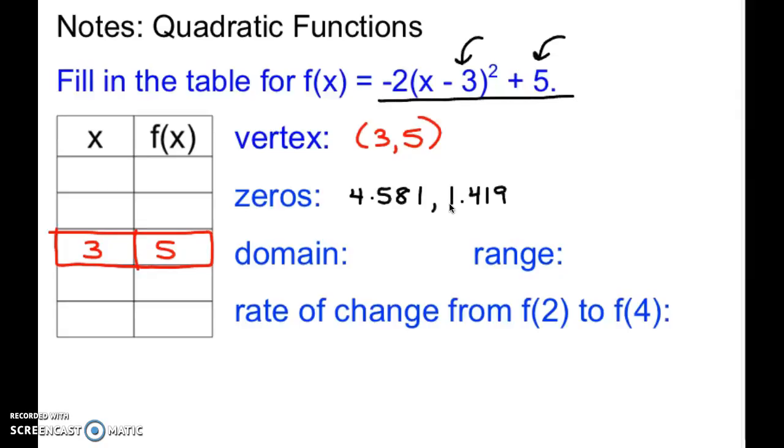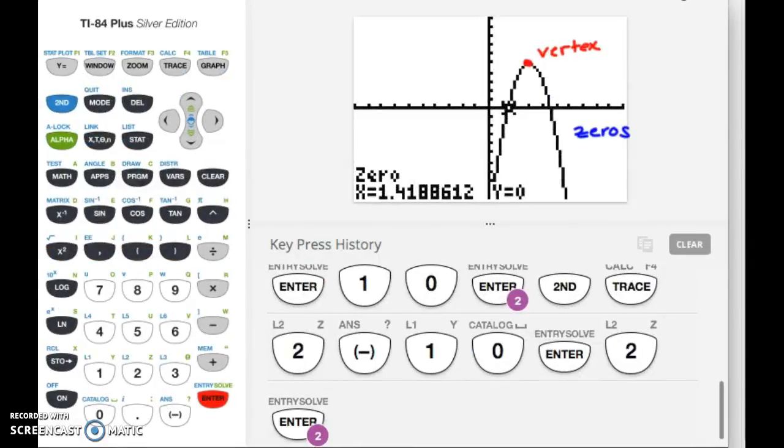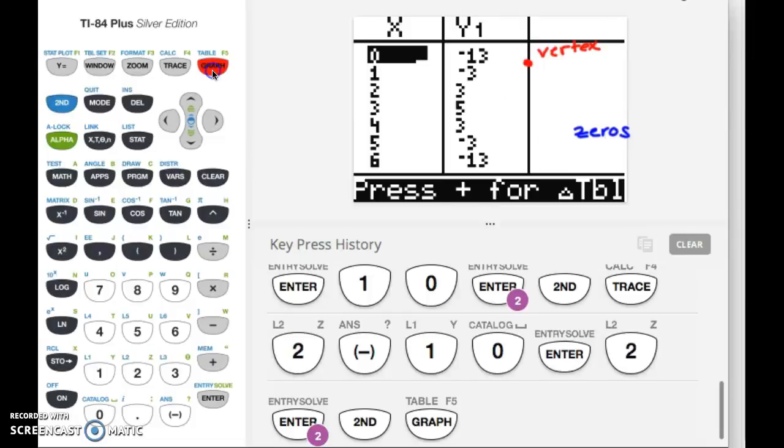Okay, let's figure out the table then. I have my graph. If you want, you can go into your table, so second and table. We already know our vertex was (3, 5). I have that right there. Notice on your table, you go 2 points below the vertex and 2 points above it. So there's your table right there. And notice the pattern: the points above and below the vertex have the same y-coordinate. And if you go 2 points above and below, they also have the same y-coordinate.